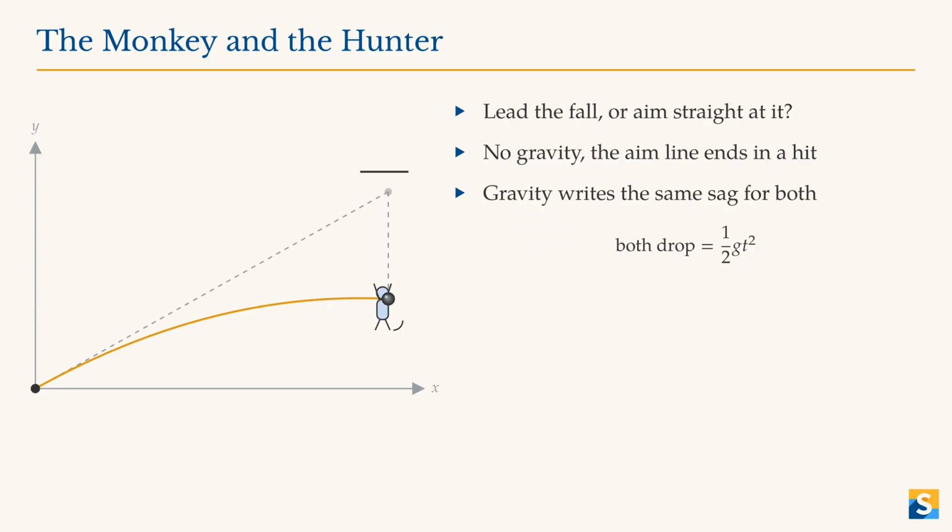A 30 meter per second dart arrives in just over a second, sagging 5.5 meters below the aim line. And the monkey has dropped the same 5.5 meters below the branch. Equal sag, and the collision survives gravity untouched. So the hunter aims straight at the monkey, and letting go was the monkey's fatal mistake.